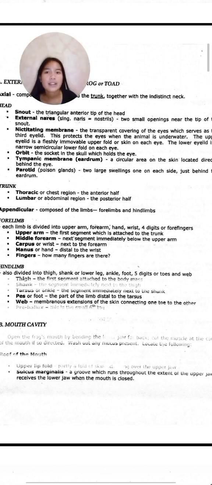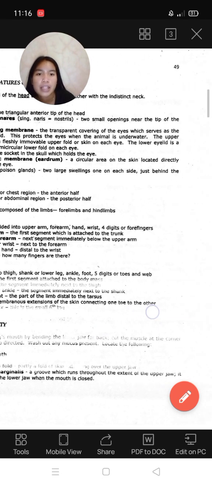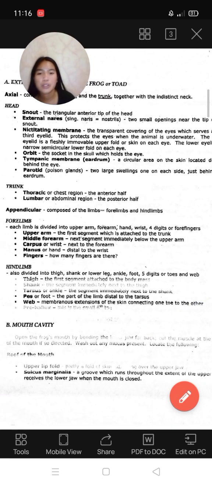Next is parotid. Parotid or poison glands are two large swellings, one on each side, just behind the eardrum. The parotid gland is an external skin gland on the back or neck and shoulder of toads and some frogs and salamanders.